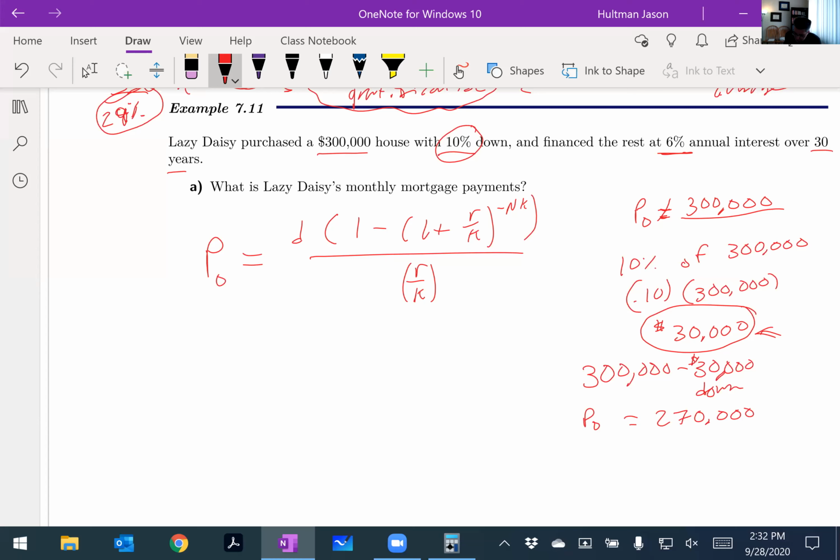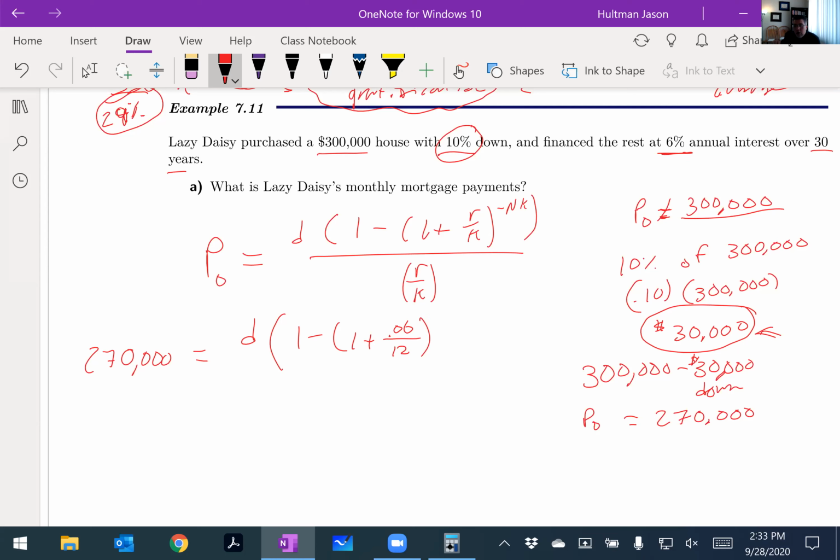That's what I give the bank to say, hey, I'm good for the loan. So then we have $270,000 as the loan amount that I want, and I want to know what's the monthly payment. So I'm going to have to solve for D in this case. I don't know what D is, but I do know what the interest rate is. The interest rate was 6%, and I make monthly payments.